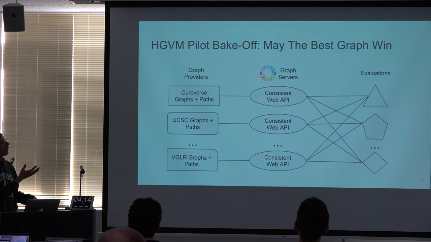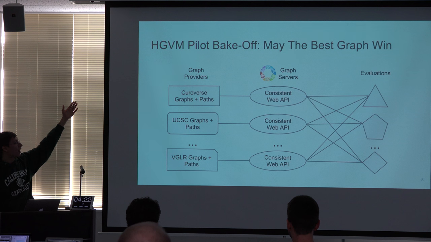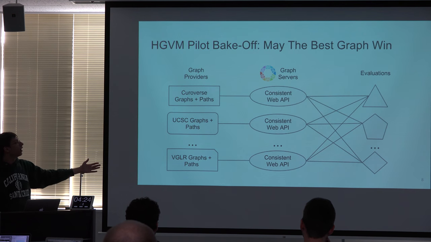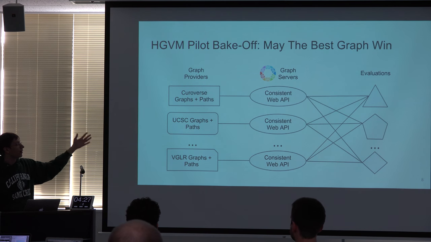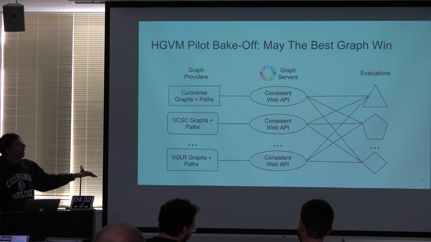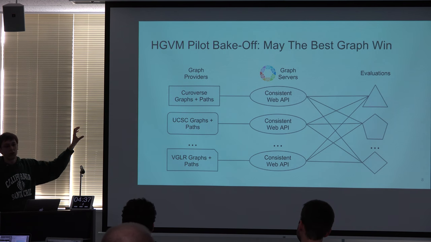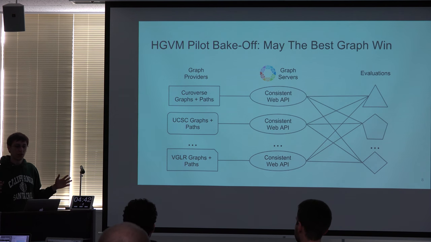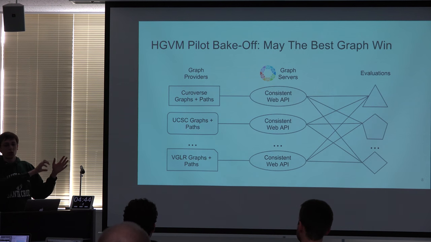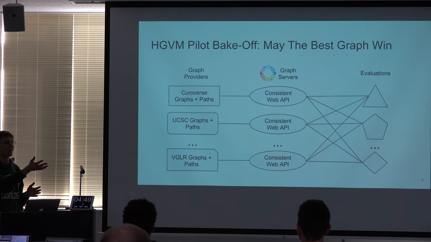So this is the structure that we put on our bake-off project. We went out and got graphs from a number of different people. We have Curaverse up there. UCSC made a bunch of graphs. There's a whole bunch of different submissions. And then we put them behind the GA4GH graph version of the server software that GA4GH has been developing. We forked it off and banged on it until it supported an API adapted for graphs. Magic did a lot of that.